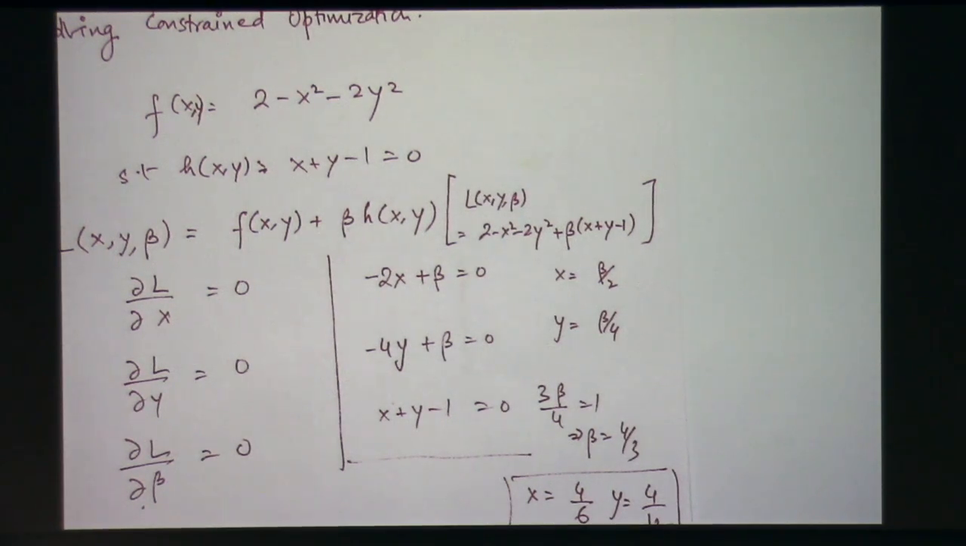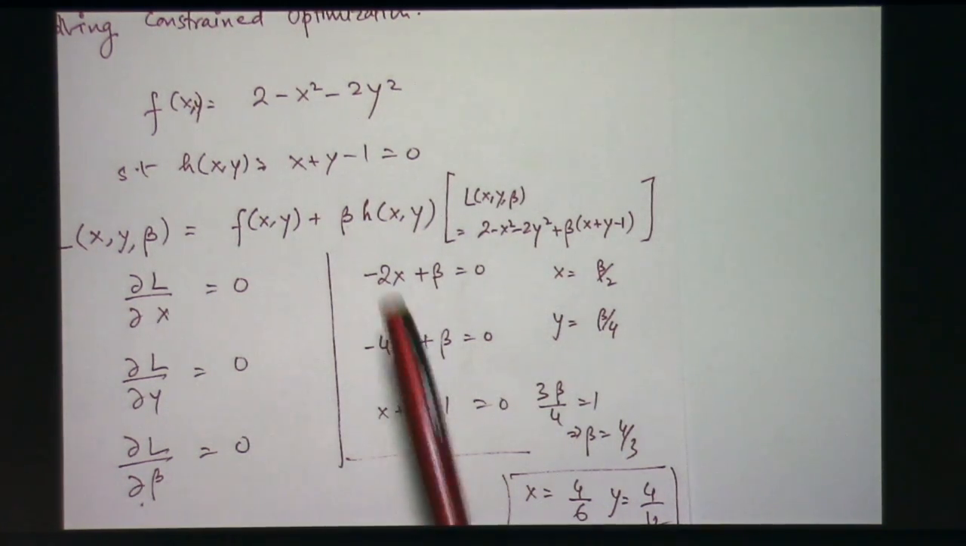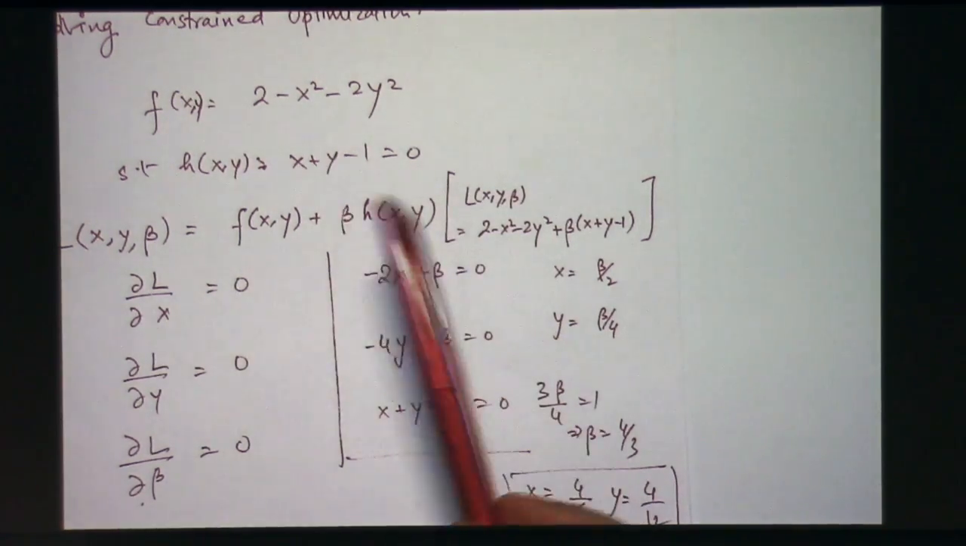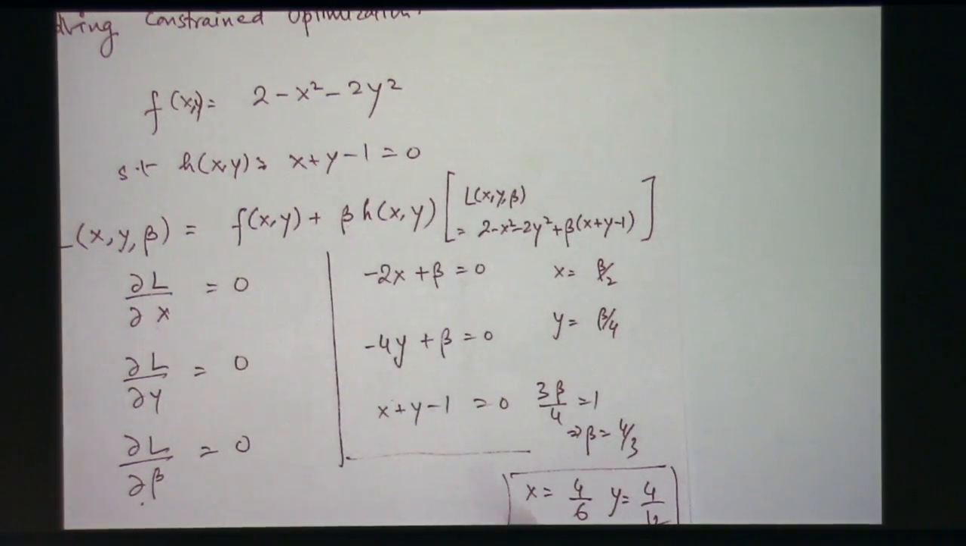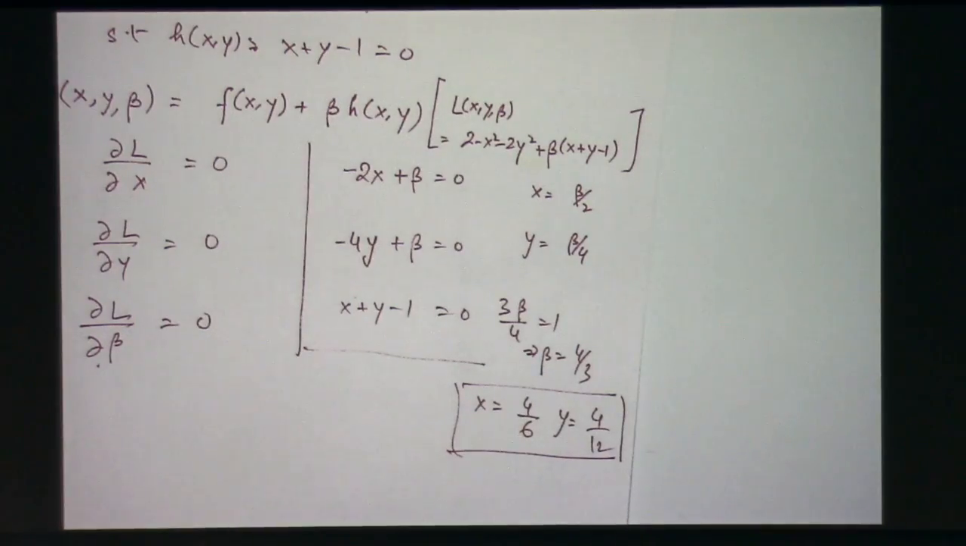Somebody had asked me last time if there is any constraint on beta, and there is not. The beta can be anything, because in the end beta is going to be multiplied with h of x, y, and if it satisfies this equality constraint, then this will be 0, right? So the effect of beta will go away. But this is the straightforward method, all right? Any questions so far? All right.